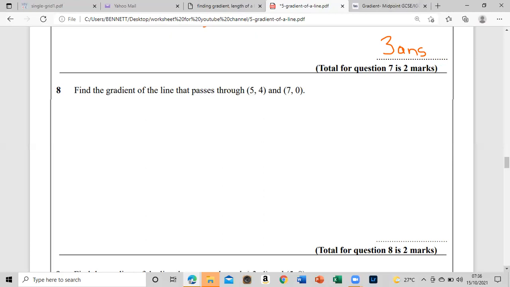Gradient is rise over run, changing y over the changing x. Let's go. Come on, let's go.